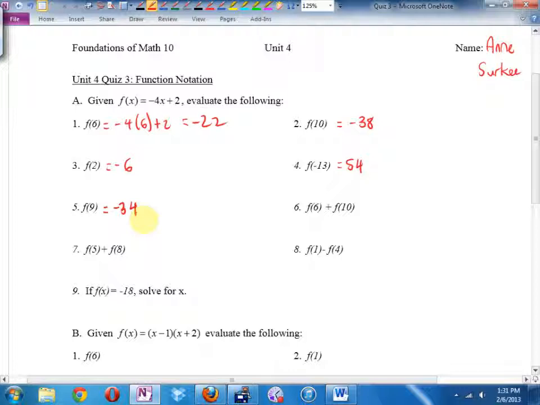What do you think they want me to do in number 6? Add up the answer. See, this is why function notation, if you wrap your brain around it, lets you give a lot of instructions in a very, very clear way. So this is going to be f of 6, which conveniently from number 1 was negative 22, plus f of 10, which conveniently from number 2 was negative 38. Anybody of you noticed that you already calculated both of those? Yep. You did? Nice. It's going to be negative 22 plus negative 38, negative 60?